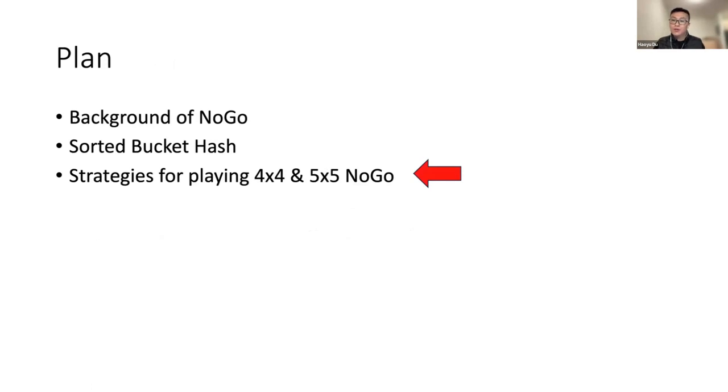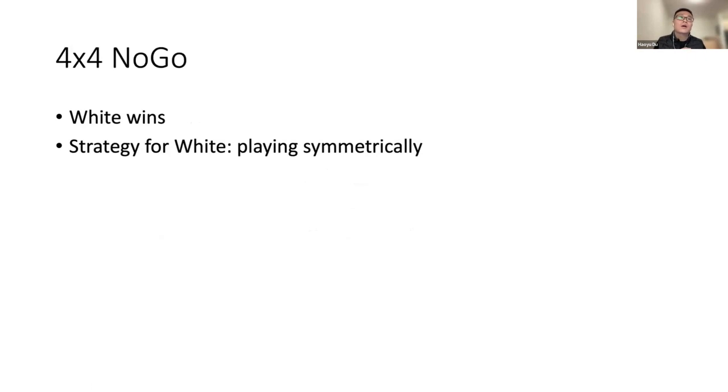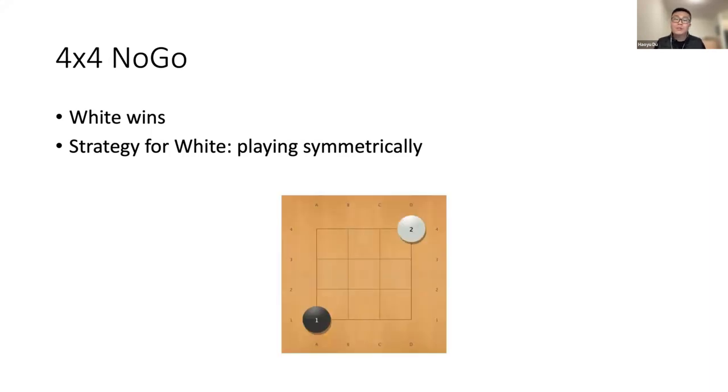Now I proceed to talk about some strategies for playing 4x4 and 5x5 NoGo. In 4x4 NoGo, the white player wins. Yes, the second player wins. One strategy we discovered for the white player is to play symmetrically. Here is an example. If the black player plays at the corner at A1, then the symmetrical play for white should be at D4. In this case, the white player can make this board symmetric.